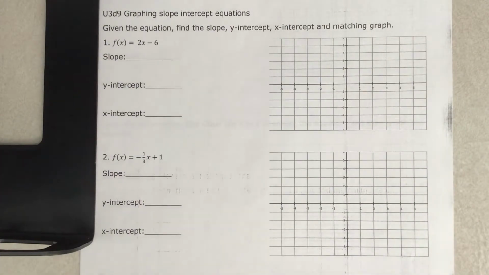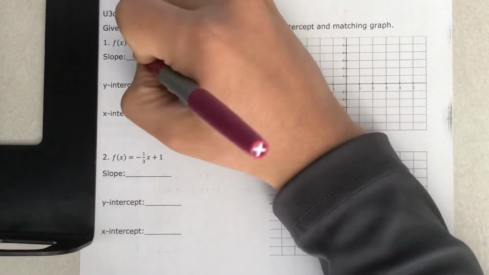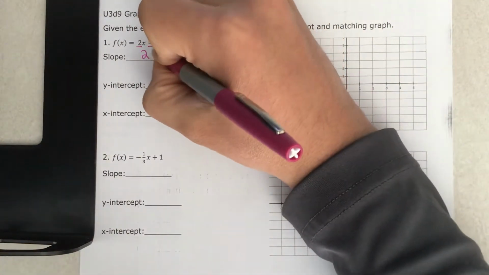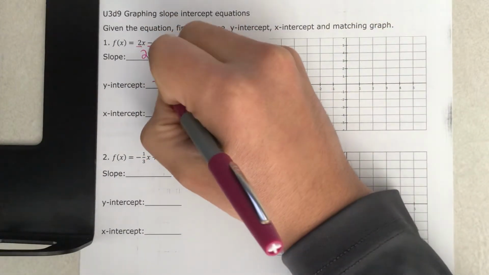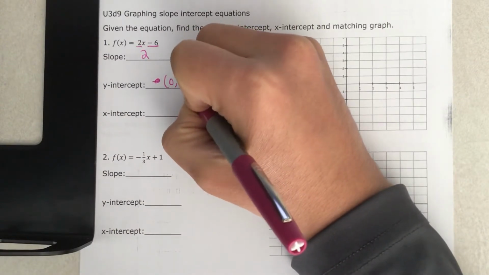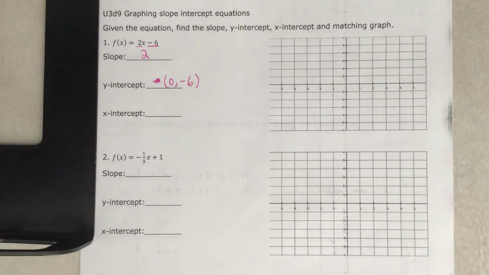Okay. So, number one, I have the equation f of x equals 2x minus 6. So the first thing I need to do is identify the slope. If y'all remember, the slope is what's attached to the x. So in this case, my slope is 2. My y-intercept is the number by itself, right? It's not attached to an x or any other kind of variable. So in this case, my y-intercept is negative 6, okay? Or we can write the ordered pair, but it's actually better. We're going to write the ordered pair 0, comma, negative 6, okay?